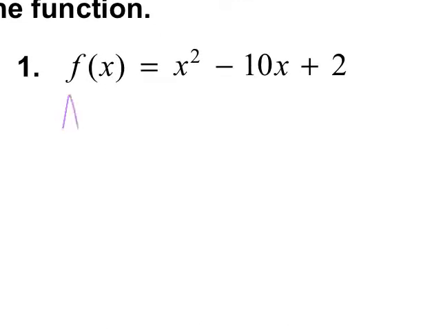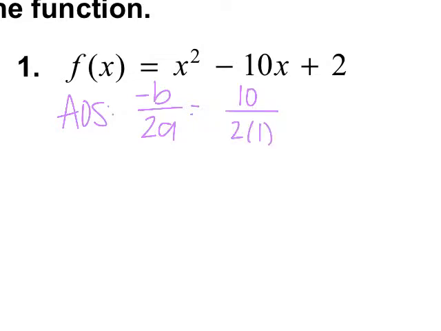Okay, I'm going to abbreviate axis of symmetry AOS, just so I don't have to write it all out. So AOS. All right, so remember my formula is negative b over 2a. Okay, negative b over 2a. All right, so what's negative b? Good, 10. So it's just the opposite of b. And then 2 times a, well, a is just 1, right? So it's just 10 divided by 2. All right, so 10 over 2 just simplifies to 5. All right, so x is equal to 5.